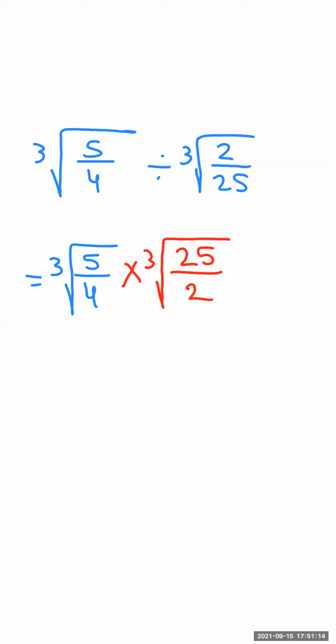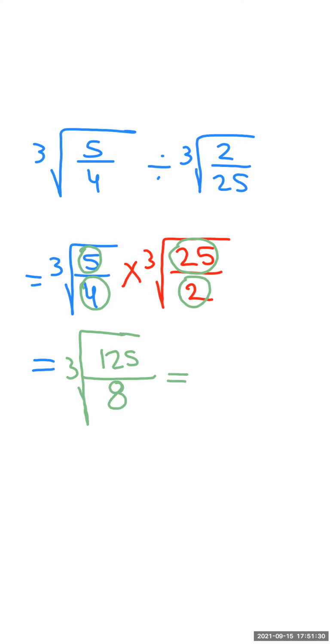Okay. So as usual, here we are going to multiply the numerators. So it will equal cubic root of 5 times 25, which is 125, over 4 times 2, which is 8. Now it's very easy. Cubic root of 125 is 5, over cubic root of 8, which is 2. Okay, guys, any questions?